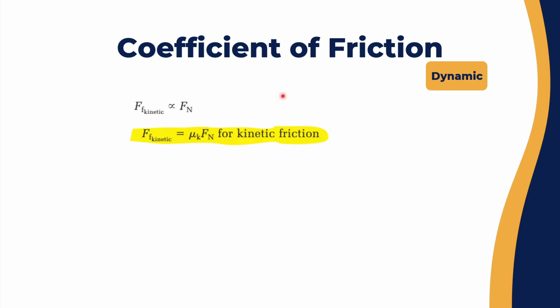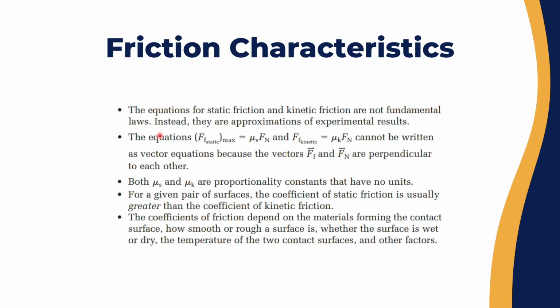Now for the dynamic friction, the same concept applies. The force of dynamic or kinetic friction is proportional to the normal force. The kinetic friction force equals mu k, as notation for kinetic or dynamic, multiplied by the normal force. So you have F static friction equals mu static multiplied by normal force, and F kinetic or dynamic equals mu kinetic or mu dynamic multiplied by the normal force. With that, we can find the value of the kinetic friction force and the value of the static friction force. Now let's discuss a little bit about the friction characteristics.